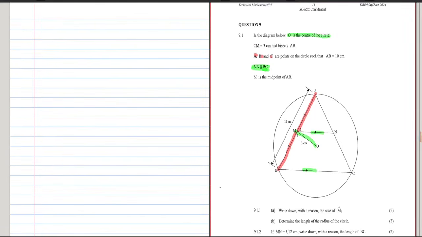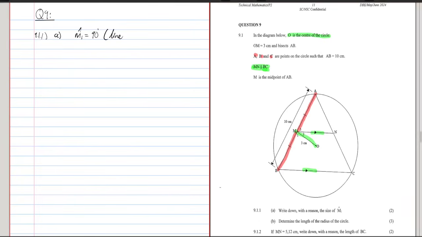But let's see what sort of questions they have for us. For question 9.1.1, they are asking us to write down with reasons the size of angle M1. Like I said, this is theorem 1, so M1 is equal to 90 degrees. Reason: a line from the center to the midpoint of a chord, isn't it?